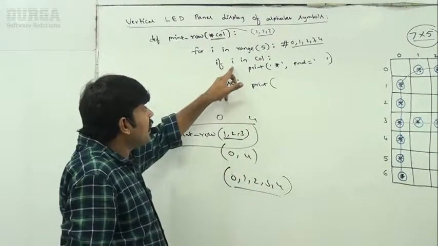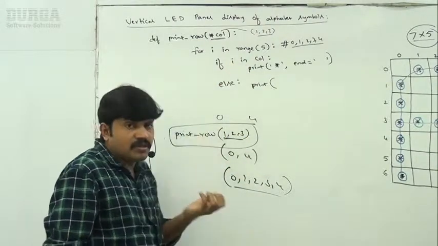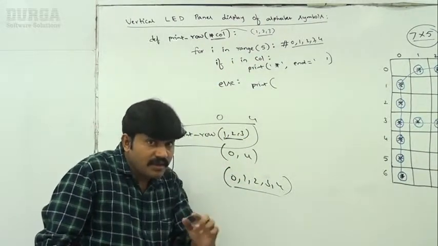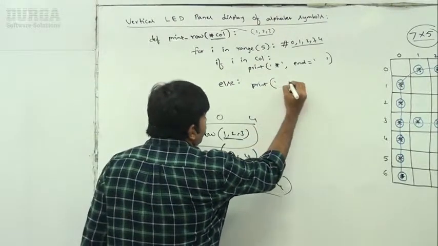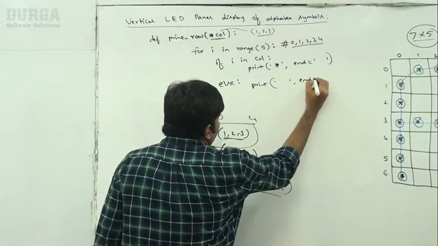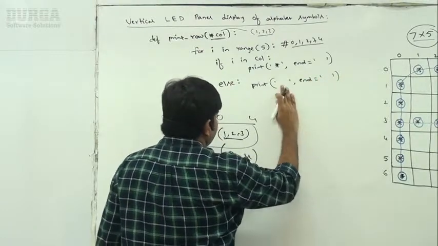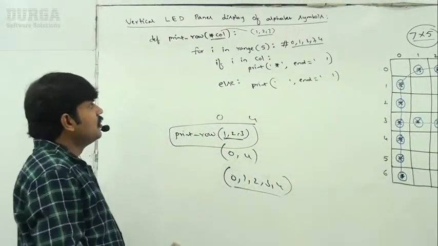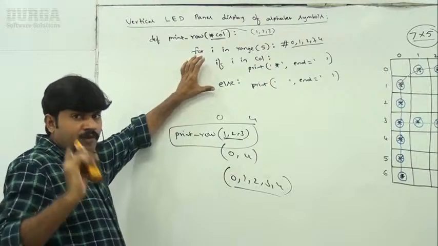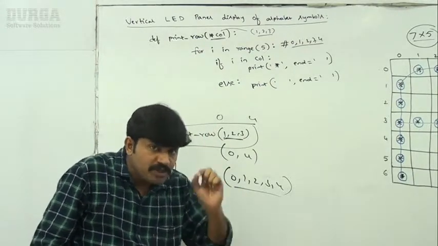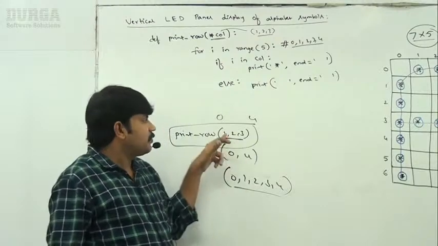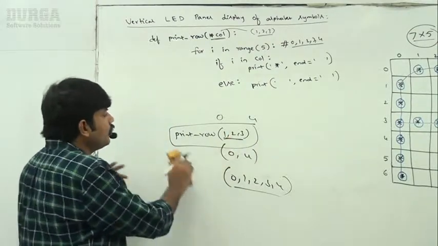If the value is not there in the specified list, I have to print a space: print space, comma, end is equal to space, like this. That's all. So this is a beautiful function to print a row with a specified number of stars in the specified positions. Remember that.